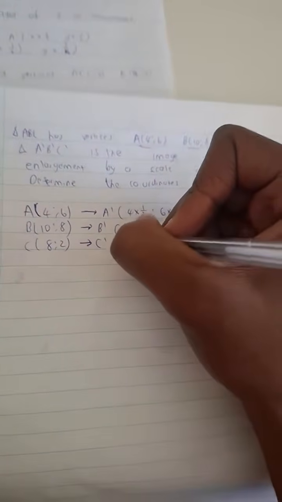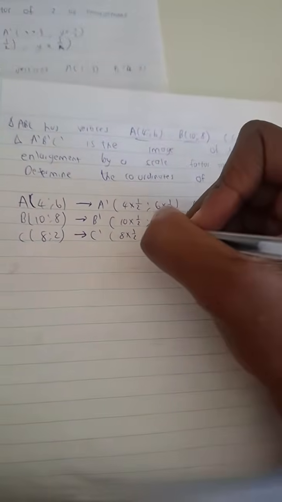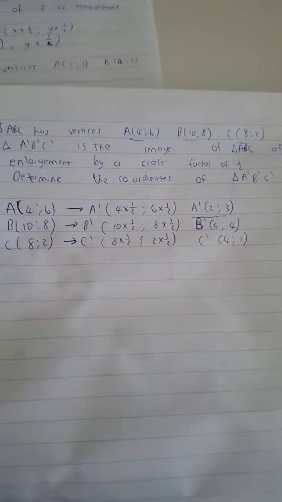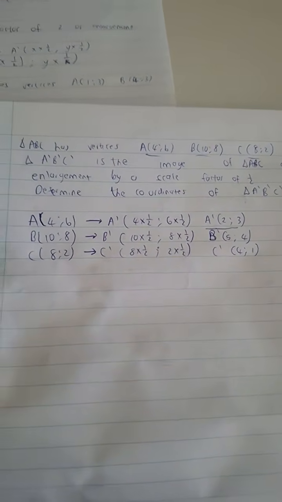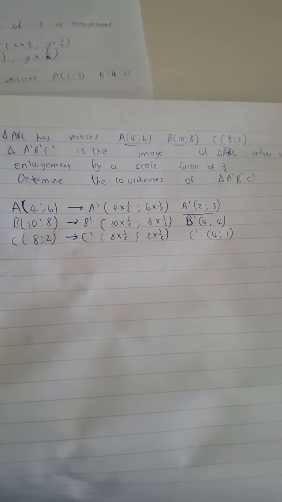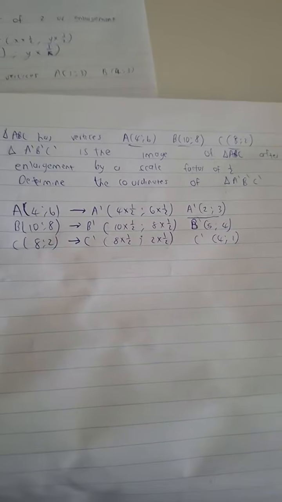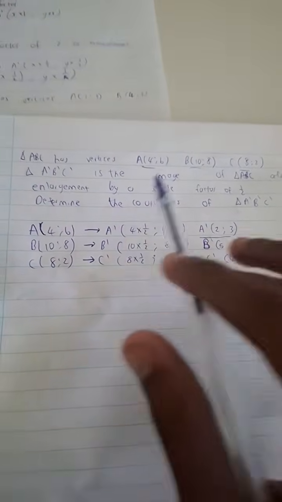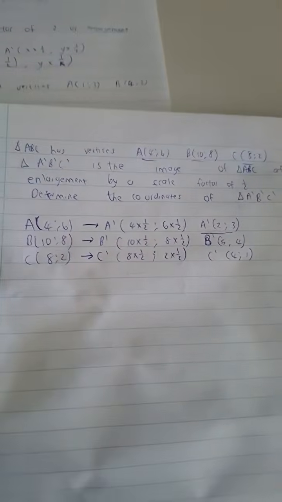Then lastly, the image of C. Four and 1. Very true. Super Not Angel is on the money there. Okay, nice. Do we see? We just multiply each point by half. Just like in the previous one, when it said enlarge by a scale factor of 2, we multiplied each point by 2. But now since it says enlarge by a scale factor of a half, then we multiply each point by a half.